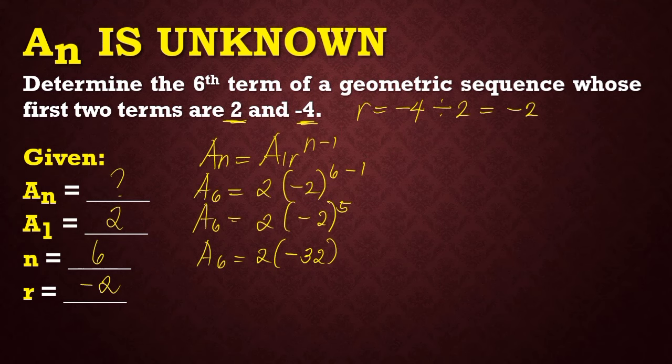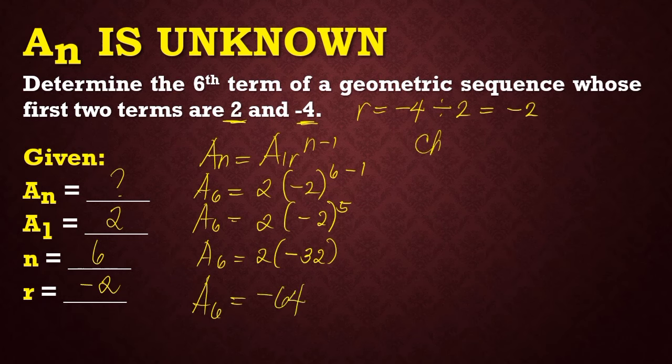Okay. So, halimbawa, -2 times -2, diba, magiging +4. Nag-multiply ka ulit ng -2, magiging negative na naman siya ulit. Another negative, magiging positive. Okay. So, dahil dito, yung exponent natin, odd number siya, napapansin nyo, negative yung product, which is negative 32. And then finally, a sub 6 is equal to 2 times negative 32, that is negative 64.